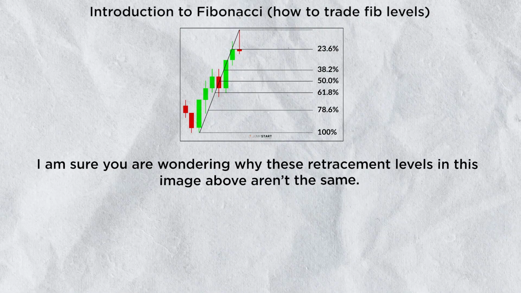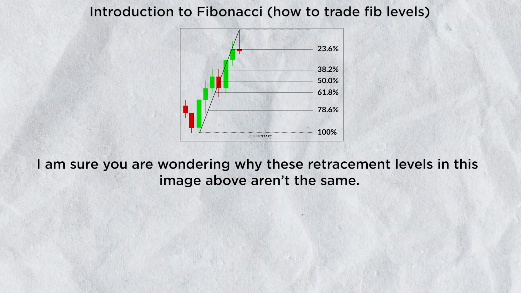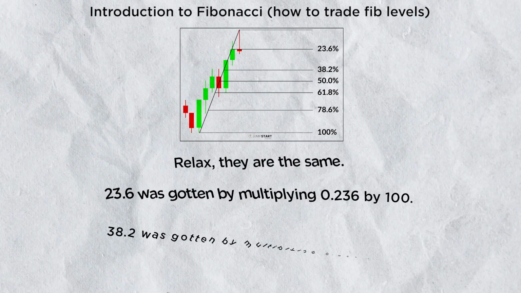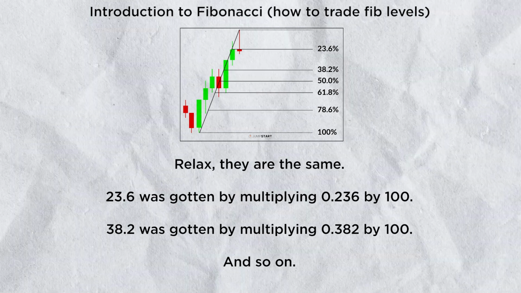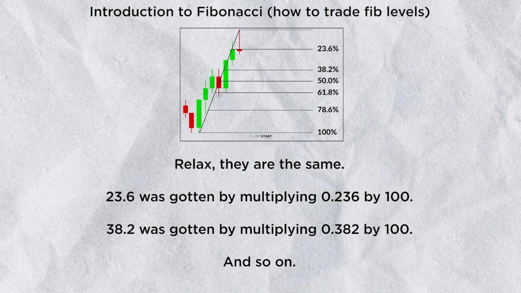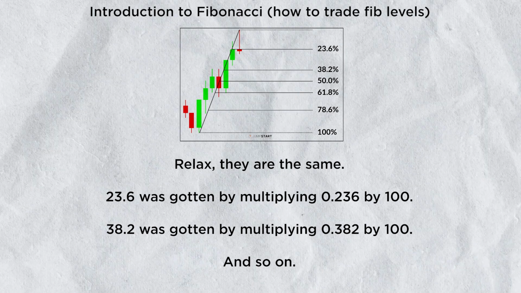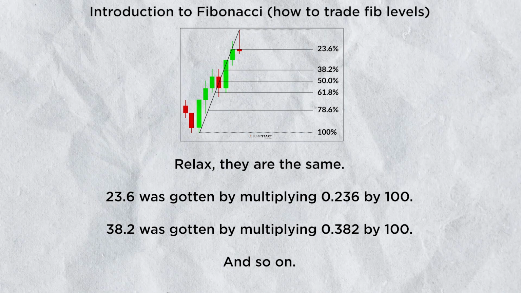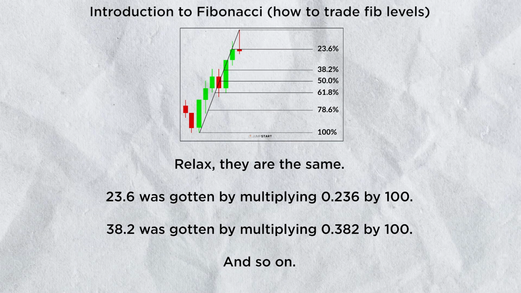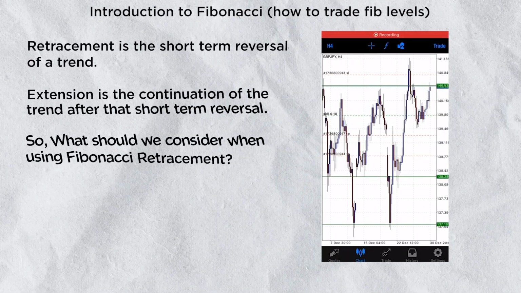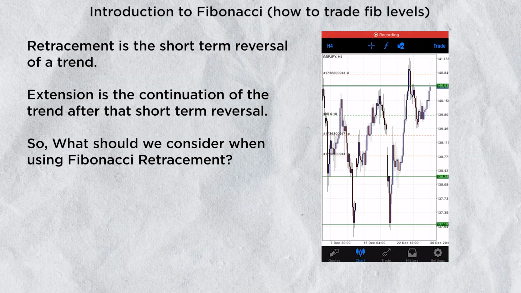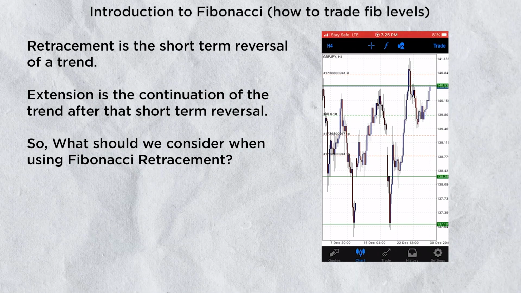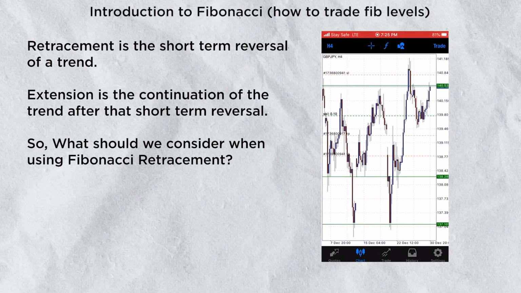I am sure you are wondering why these retracement levels in this image above aren't the same. Relax, they are the same. 23.6 was gotten by multiplying 0.236 by 100. 38.2 was gotten by multiplying 0.382 by 100. And so on. Retracement is the short-term reversal of a trend. Extension is the continuation of the trend after that short-term reversal.